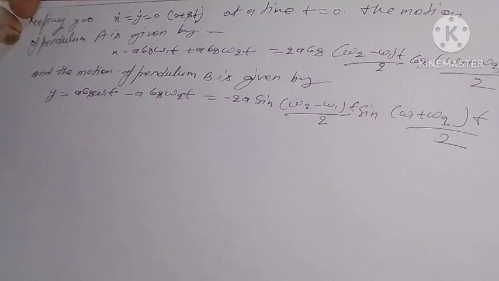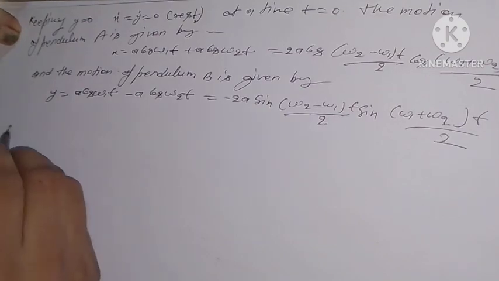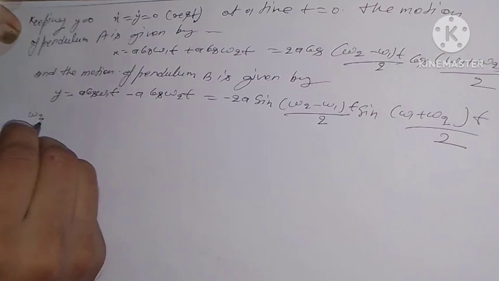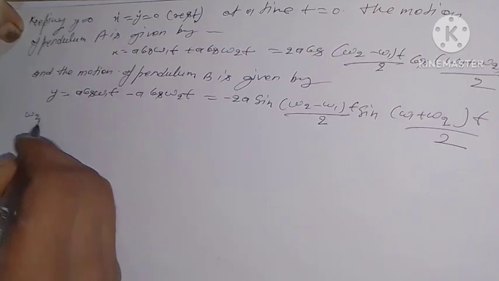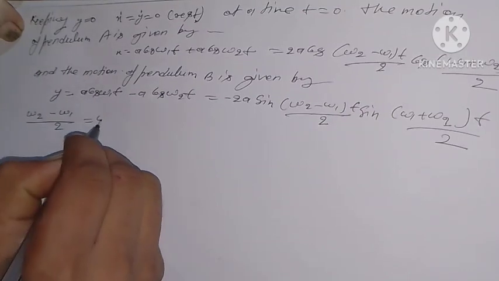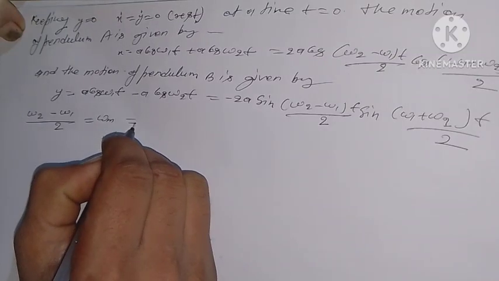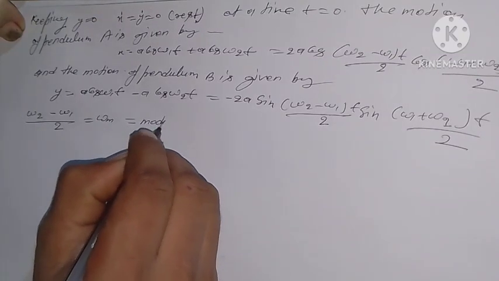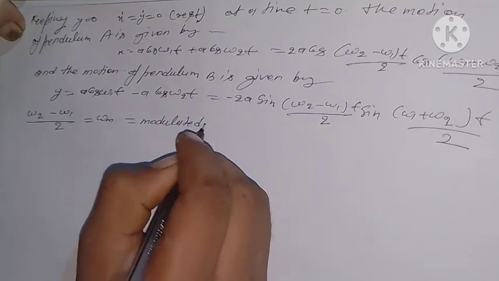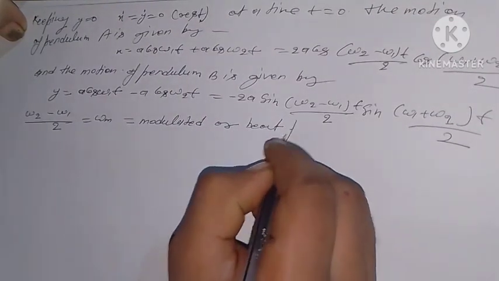Omega 2 minus omega 1 upon 2, equal to omega m, is called the modulated or beat frequency.